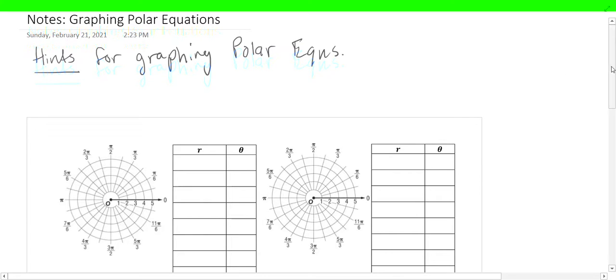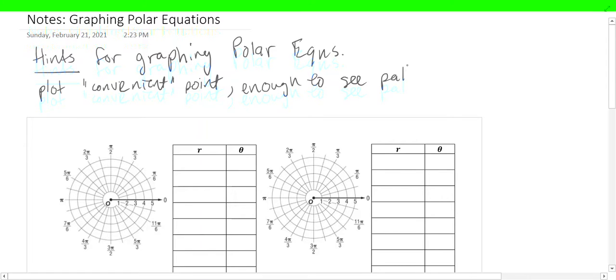All right, so the first thing you want to do is you don't want to graph every single point, even all the unit circle angles. You just want to plot convenient ones, and you only want to plot enough so you can see a pattern. And it's just going to take practice.